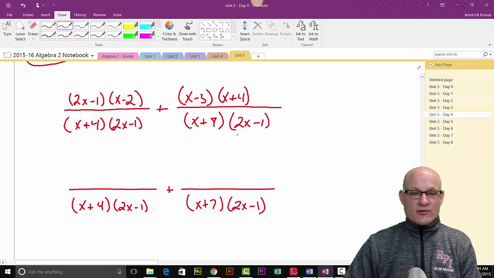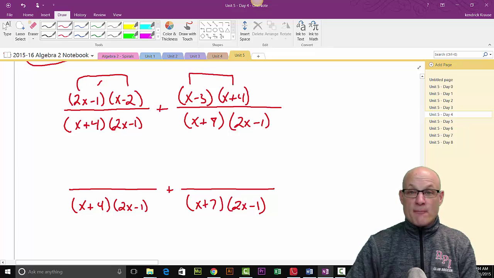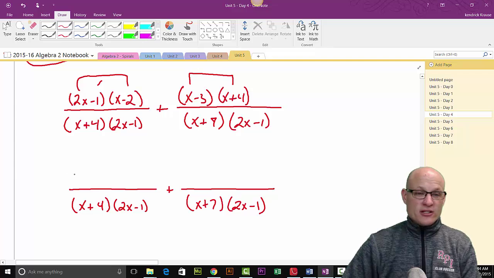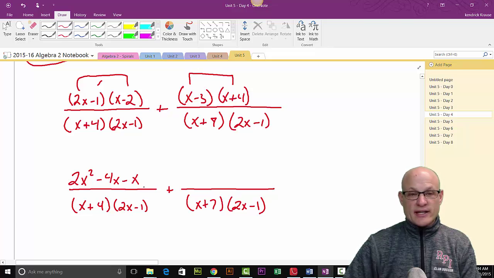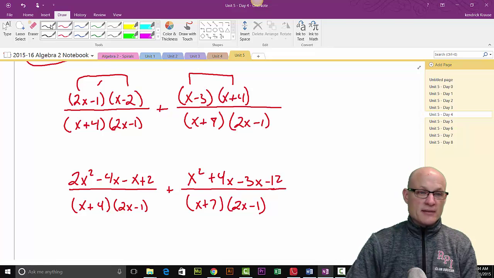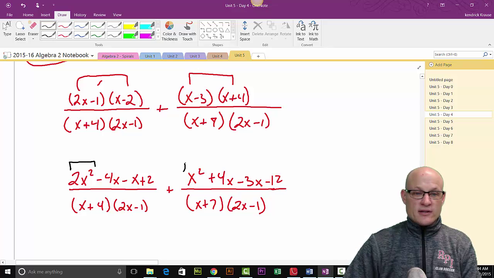The common denominator is this, but I have to double distribute this stuff. I have, because I'm going to want to clean it up and combine it with this stuff. So this is 2x squared minus 4x minus x. Now, if you don't like that, you could write minus 5x right away, and then plus 2. And over here, I get x squared plus 4x minus 3x minus 12. So let's see what I can combine. I got this and this.